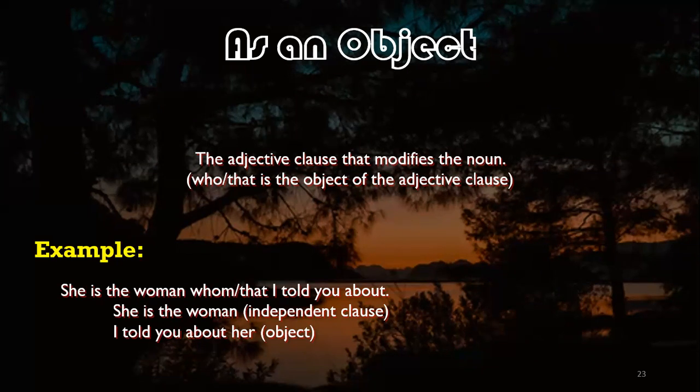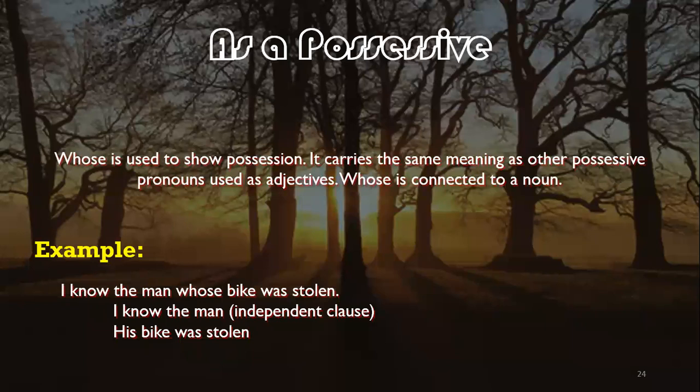Next, as a possessive, which is used to show possession. It carries the same meaning as other possessive pronouns used as adjectives, which is connected to a noun. Example: I know the man and his bike was stolen, because I know the man whose bike was stolen.